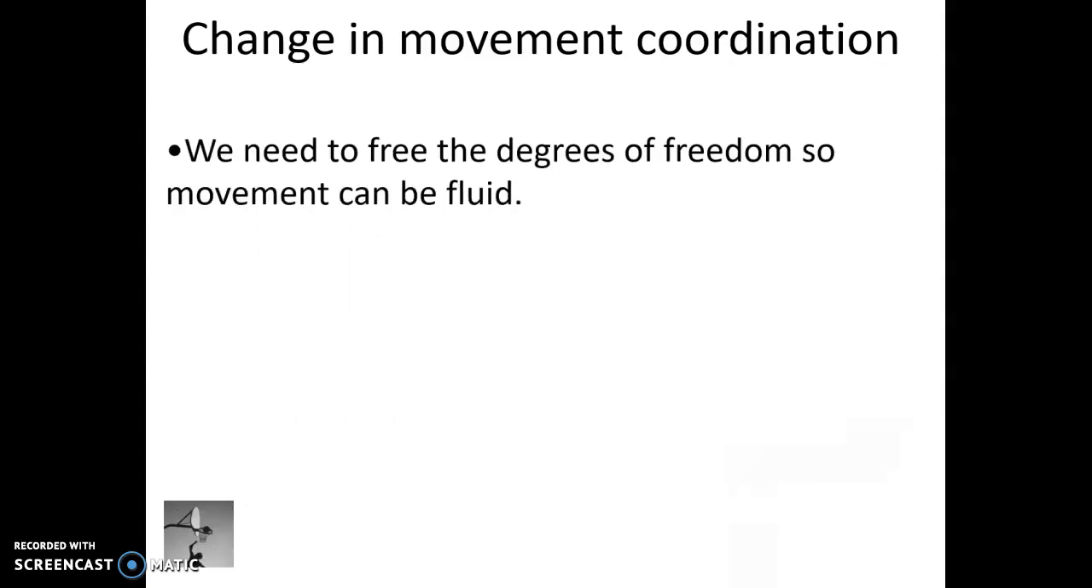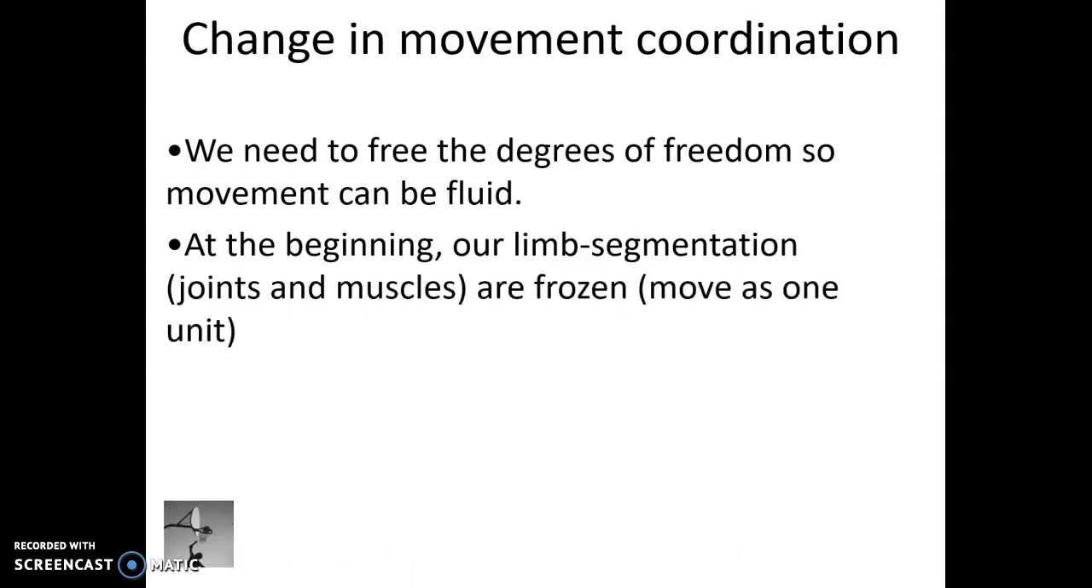As we look at change in movement coordination, we know the more proficient you become, you free up your degrees of freedom. Movement becomes more fluid. Again, think of someone who's just learning a skill. They tend to be stiff, awkward. As they learn the skill, they free up those degrees of freedom, become much more fluid. So at the beginning, we call that frozen limb or stiff. We move as one unit.